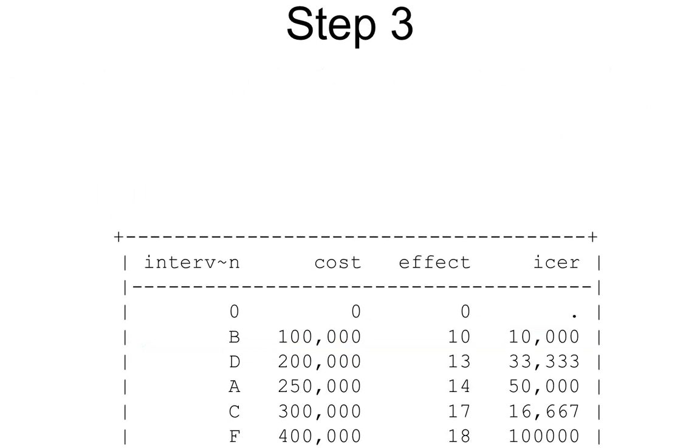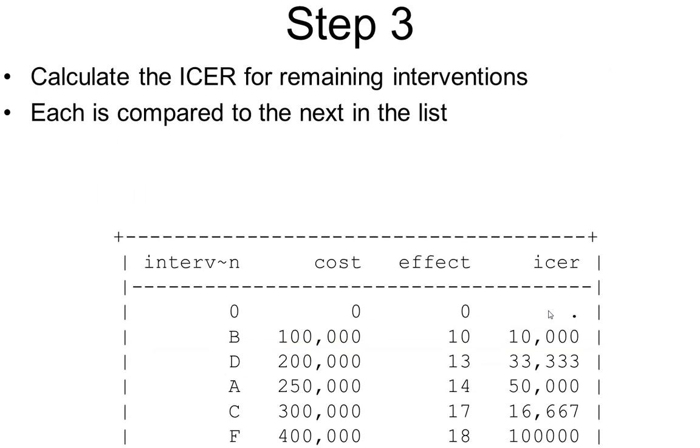So now here is that same graph, but now I've dropped E, and now I've calculated the ICERs. And these ICERs are taking each intervention in turn, calculating the incremental cost and the incremental effects, and then dividing. So the incremental cost between B and O is 100,000. The incremental effect is 10, so we get an ICER of 10,000. Between D and B, there's another 100,000, and then there's another gain of 3 qualities. 100,000 divided by 3 gives us 33,000, and so on. It's important to recognize each ICER is comparing the intervention to the next in the list.